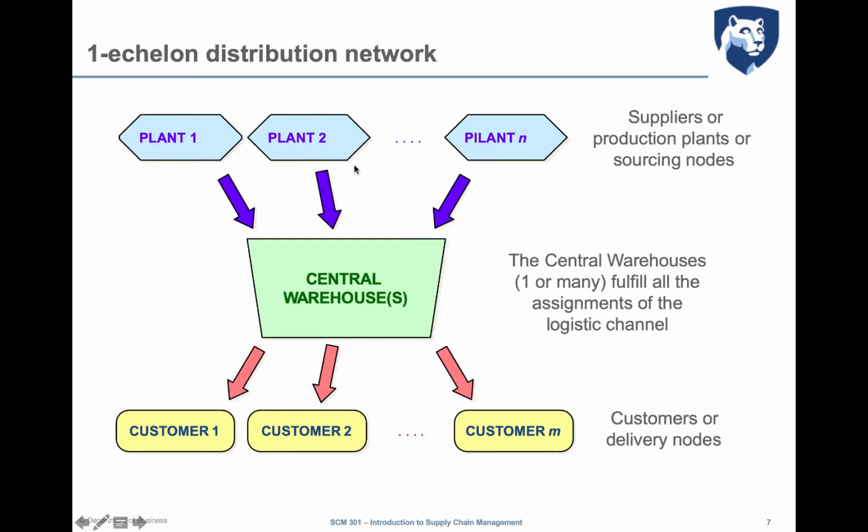A one echelon distribution network instead has one level. So in a one echelon distribution network, between the plant and the customer there is one central warehouse that fulfills all the assignments of the logistic channel. So the central warehouse receives all the variety that is produced by the different plants, centralizes the stocking of these products, and then sends them out to the customer or to the following delivery nodes.